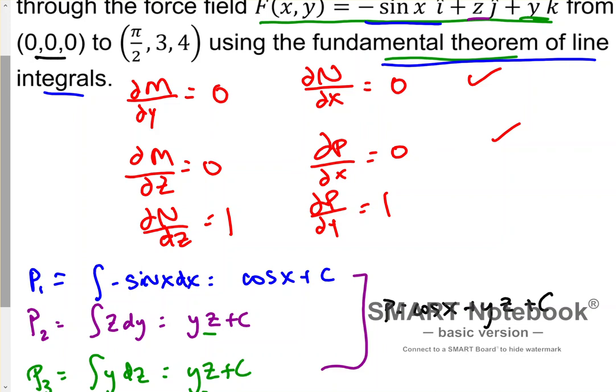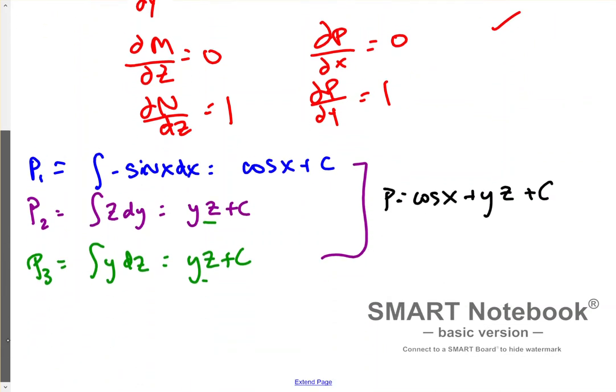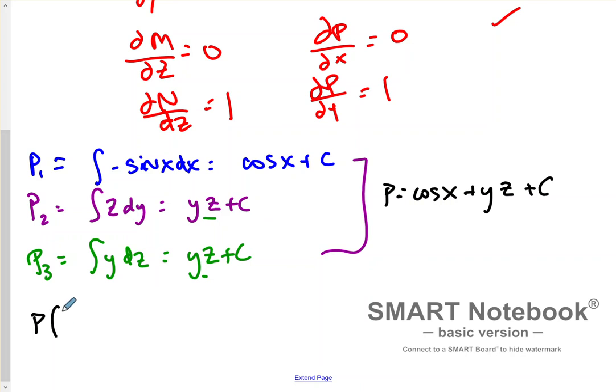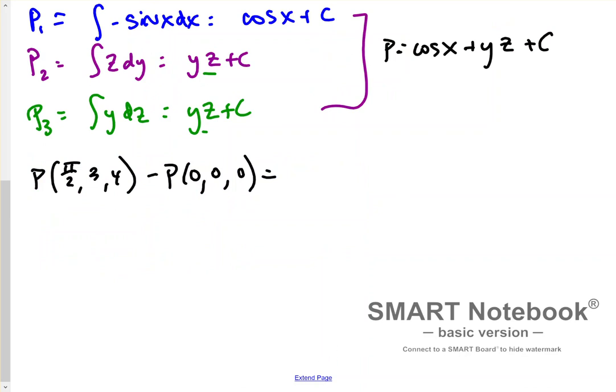So if I want to find the work done from 0, 0, 0 to pi halves, 3, 4, I'm going to plug in my final point minus plugging in my initial point. I'm going to skip writing the c because those should all cancel out. If I plug in pi halves, I get cosine of pi halves, which is 0, and then plus y times z, so 3 times 4 is 12. And if I plug in 0, 0, 0, I do get something here, so don't skip this. The cosine of 0 happens to be 1, plus yz is 0. So I get 12 minus 1, which is 11.